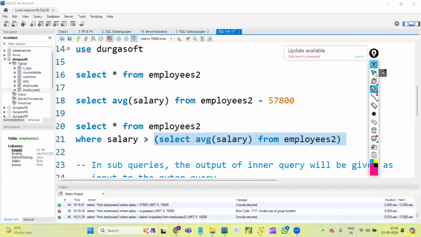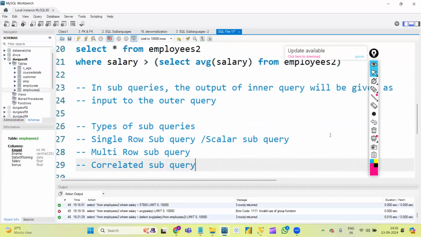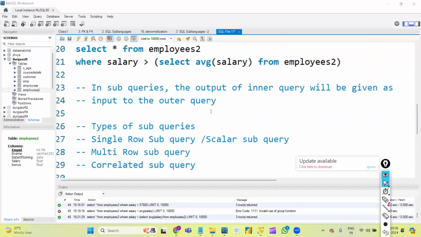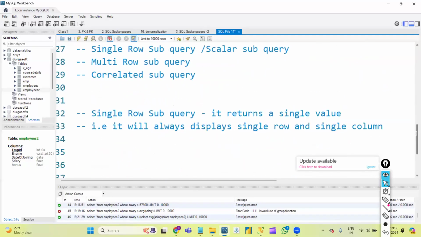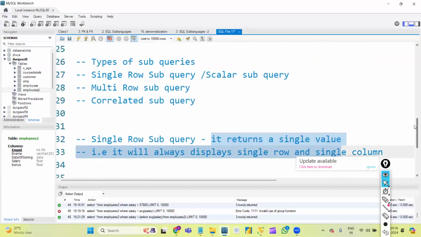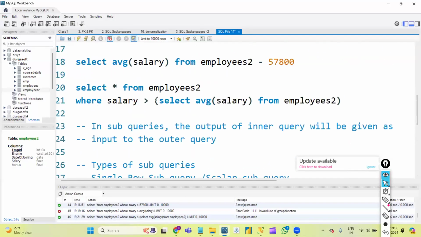Yes, ma'am. Single output means a single row, a single value. In that case, it will be min max salary equals to. Let me tell you. Now I'm talking about the single row subquery. I said it returns a single value. This is in the previous example.